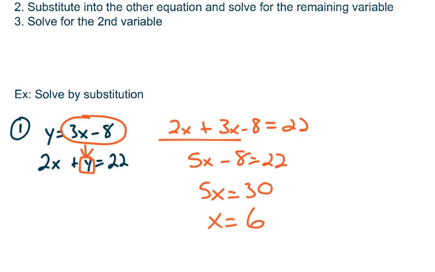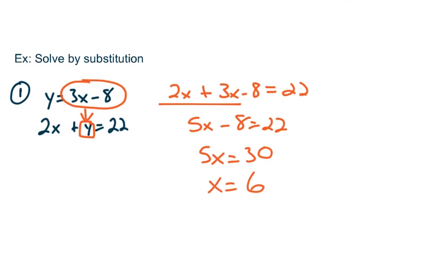Step number 3 then says solve for the second variable. So we have a couple of different places. Now that we know that x is equal to 6, we can either put it right there or we can put it right there. I'm going to suggest we put it right there because then all we have to do is multiply and then subtract. And we'll have our y value.